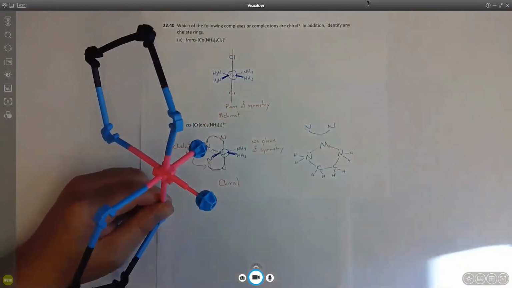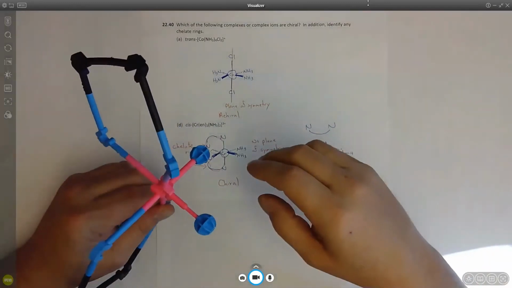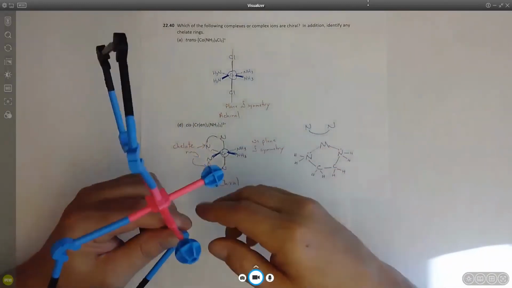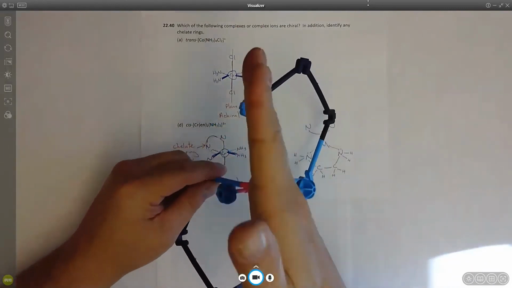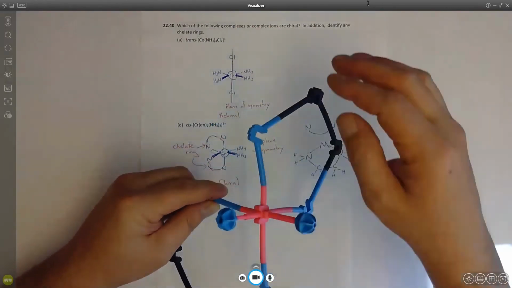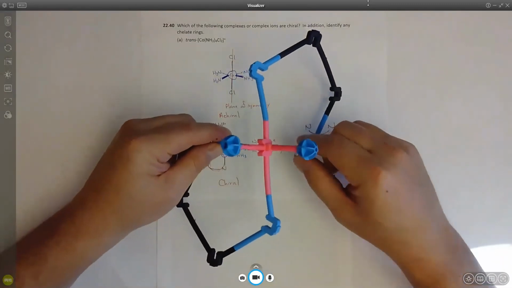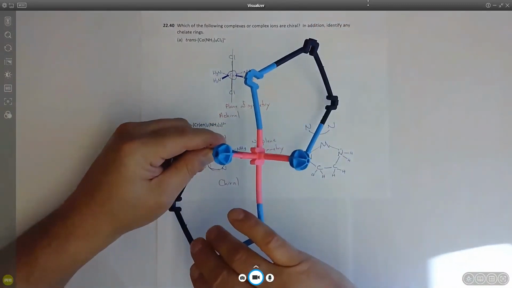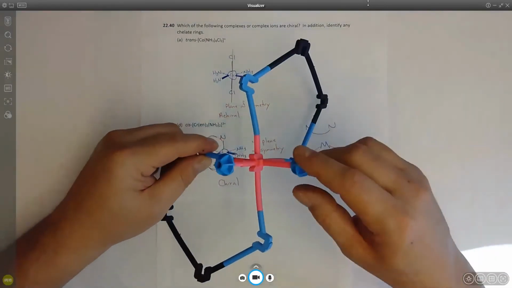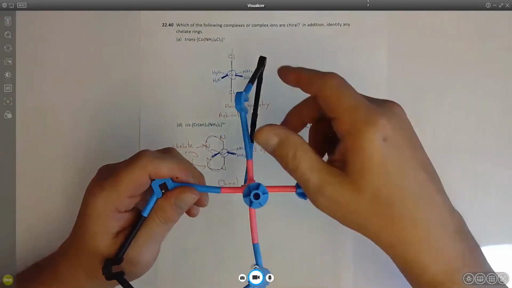Now, the question is, can you see the plane of symmetry? Is there a plane of symmetry? Well, if we rotate the molecule this way and we try to slice the molecule straight down the middle here, you can see that there is no way. This one's on the wrong side of this one, so there's no plane of symmetry there. You can't slice it this way.